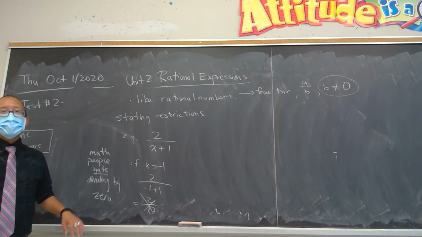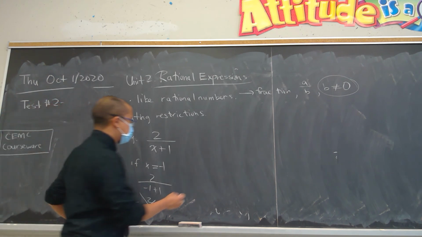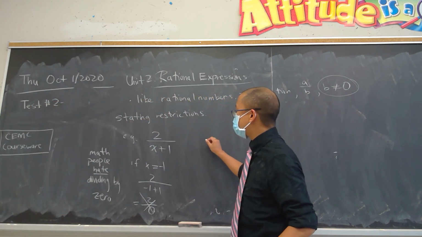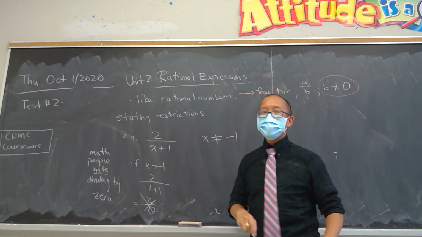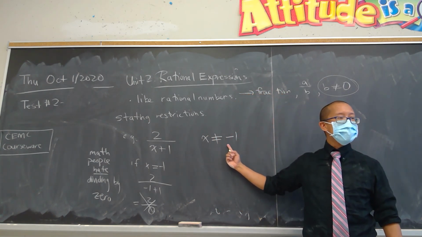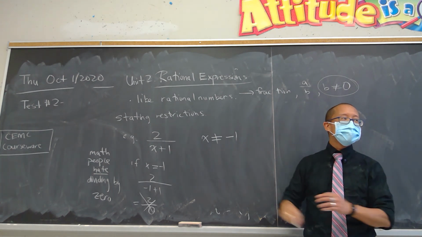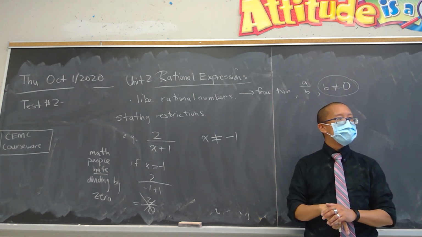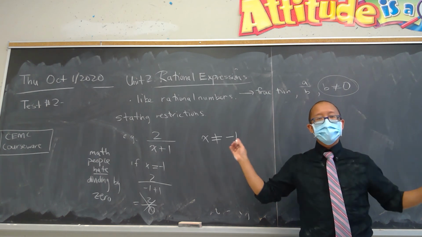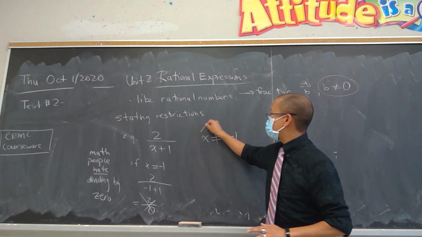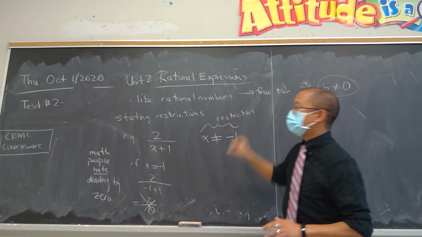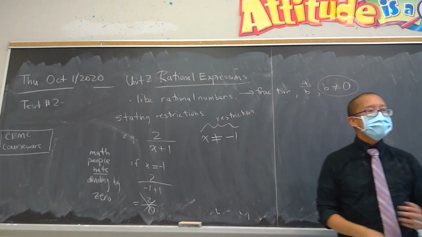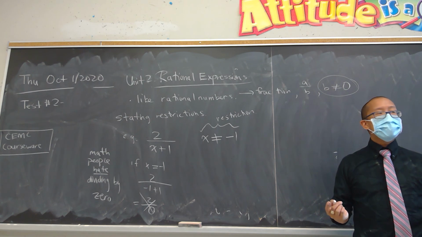So, if I were to ask you then, what is the restriction? You would simply say for this question, the restriction would be x cannot equal negative 1. And notice, you've seen this already, because it's an inequality that you kind of understand. One more time, x can be any number except with this restriction.